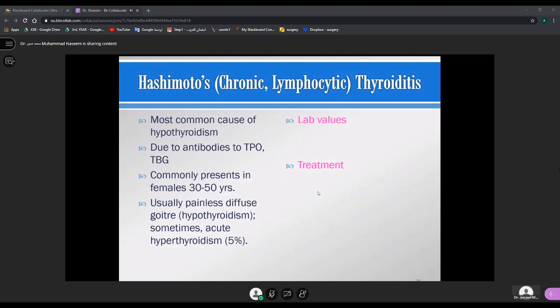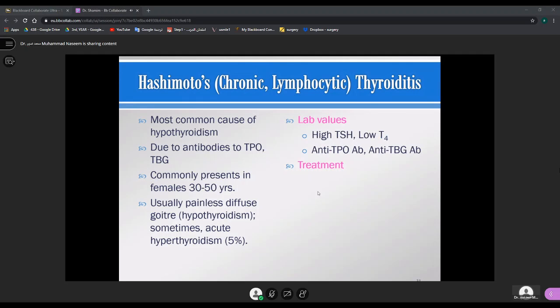Now some forms of thyroiditis. Hashimoto's, a chronic thyroiditis, we also call lymphocytic thyroiditis. This is the most common cause of hypothyroidism, and this is due to antibody against thyroid peroxidase and thyroglobulin. It commonly presents in females between 30 to 50 years of age. Usually there is painless diffuse goiter with hypothyroidism, but sometimes acute hypothyroidism occurs in about 5% of patients.